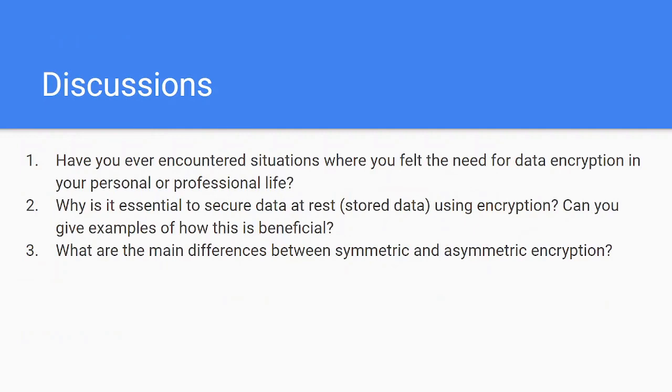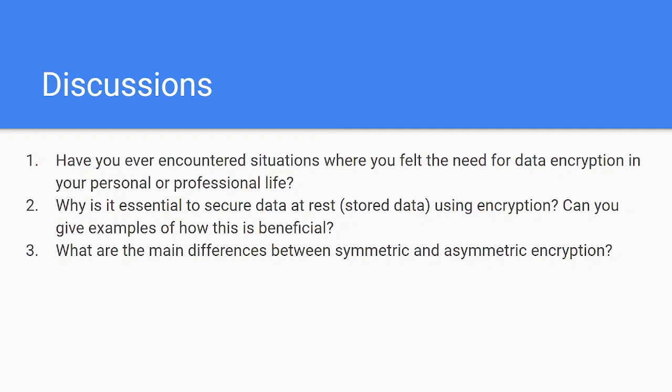Now for discussion. Have you ever encountered a situation where you felt the need for data encryption in your personal or professional life? Has something ever happened that made you decide, I think we should have just encrypted this data?